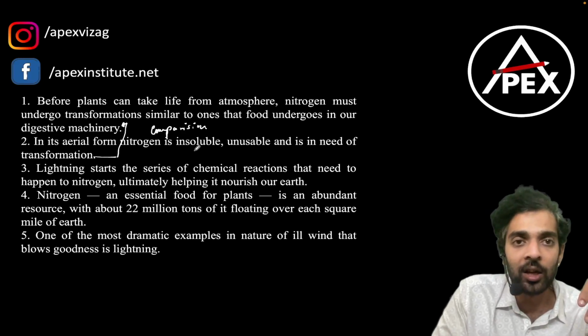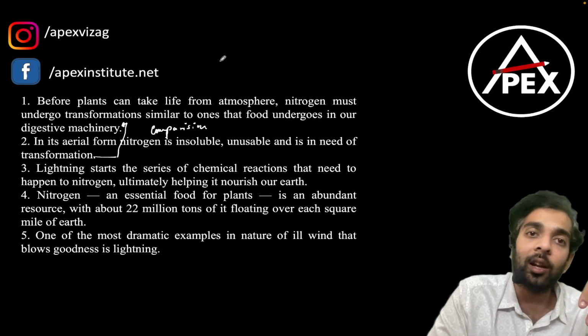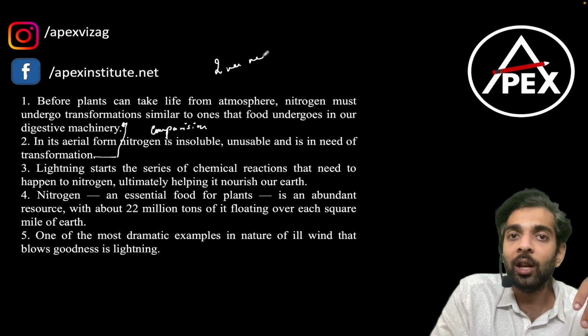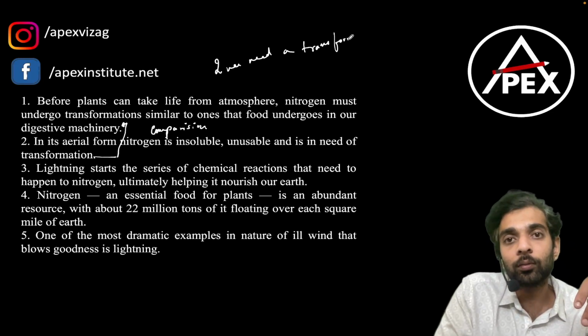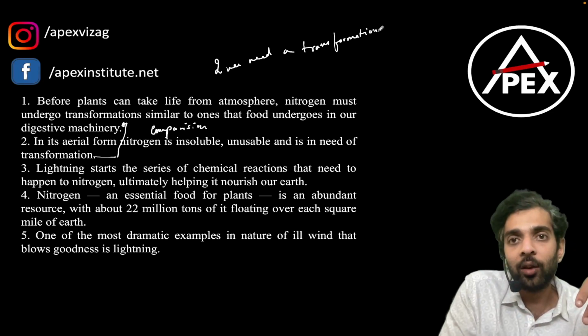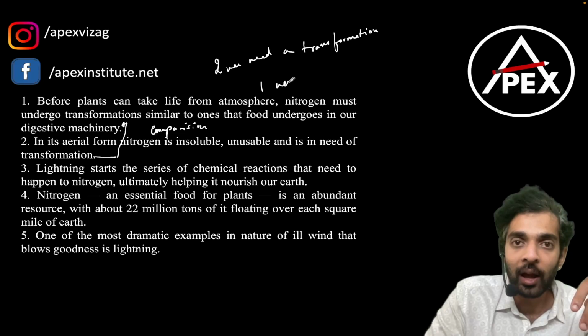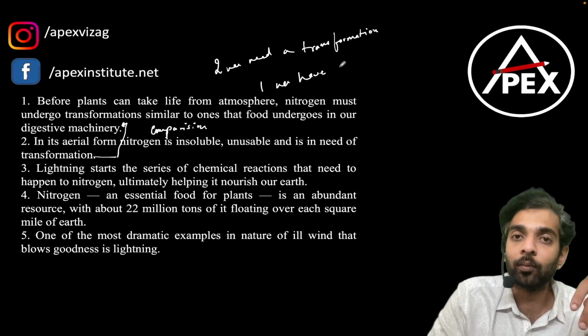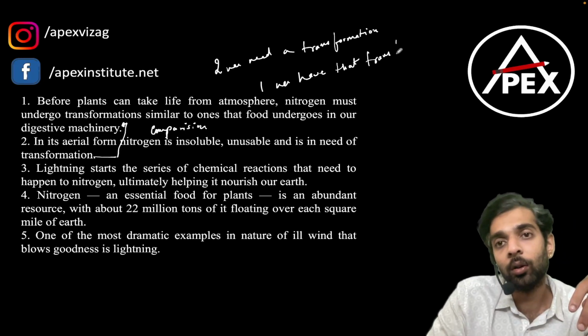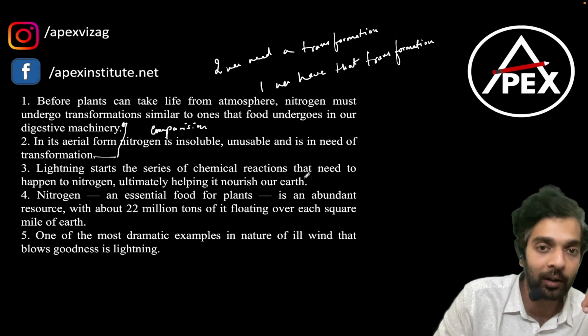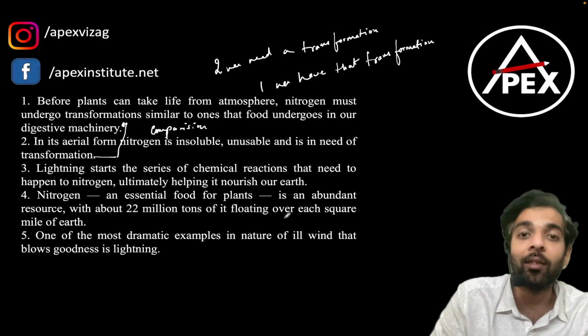So we can clearly see from here that in 2 we need a transformation, and in 1 we have that transformation. Don't form the links yet. Let's read through the other statements as well and then see what are the links.